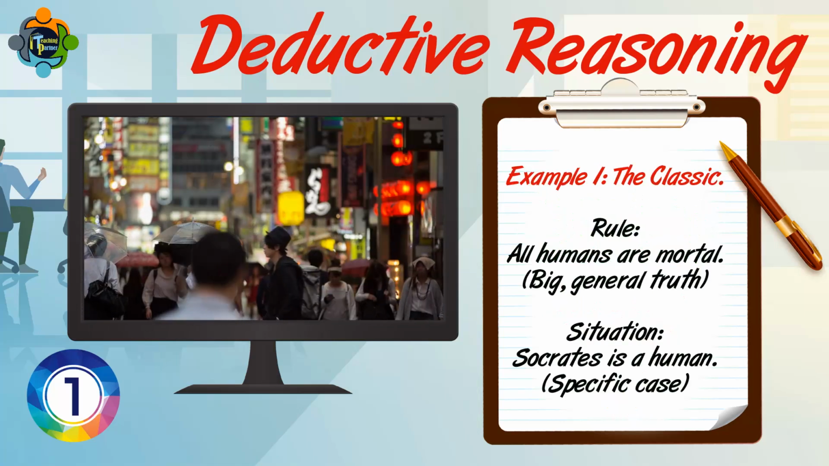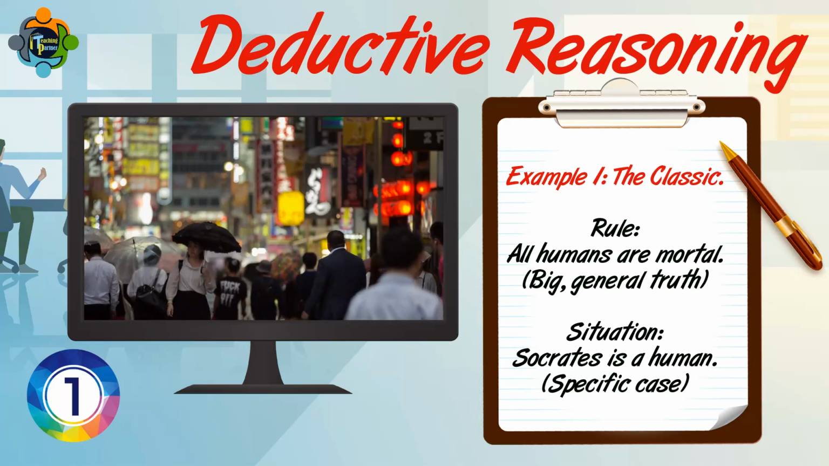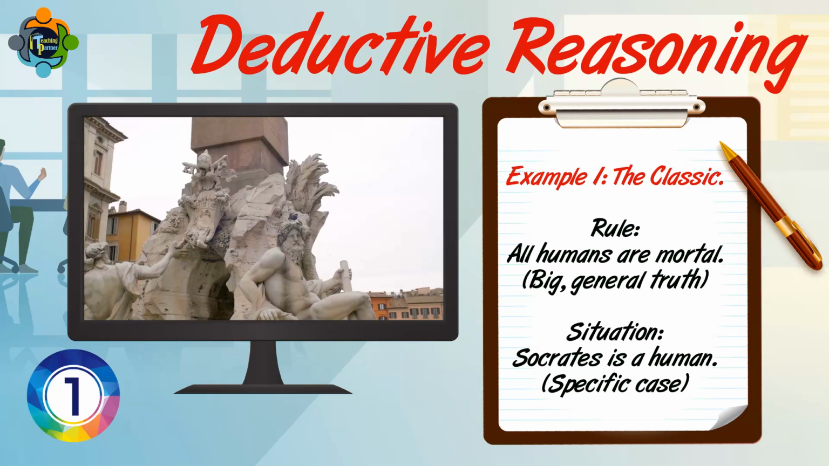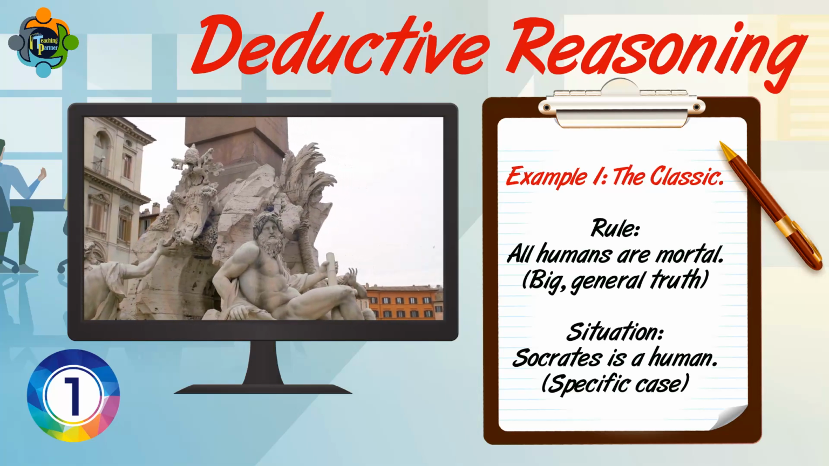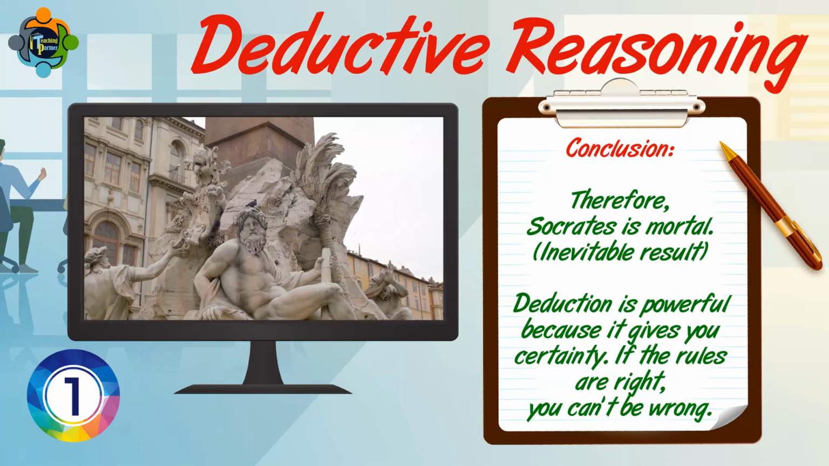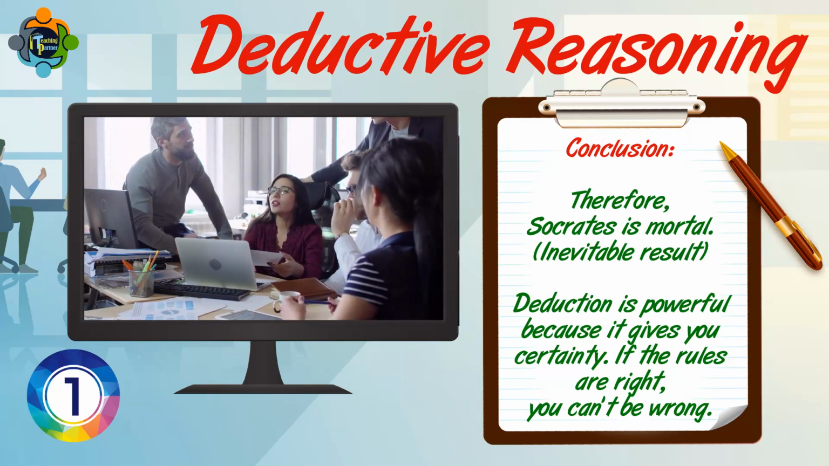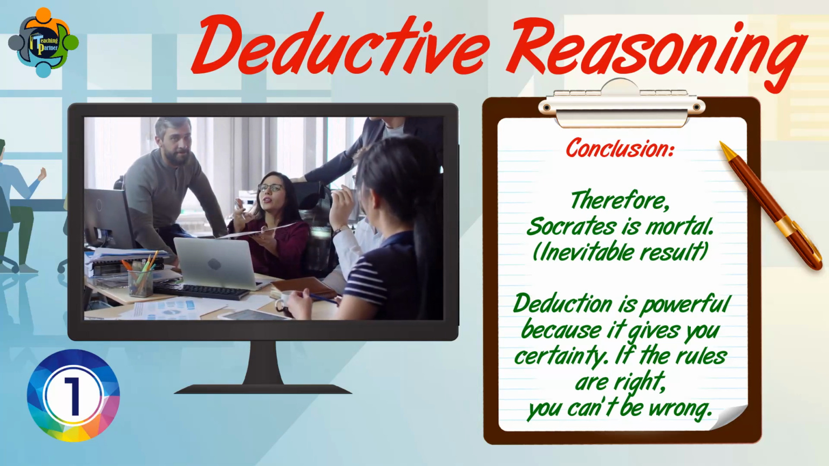Example number 1. The classical example. Rule: all humans are mortal. It's a big and general truth. Situation: Socrates is a human. Therefore, Socrates is mortal. Deduction is powerful because it gives you certainty. If the rules are right, you can't be wrong.